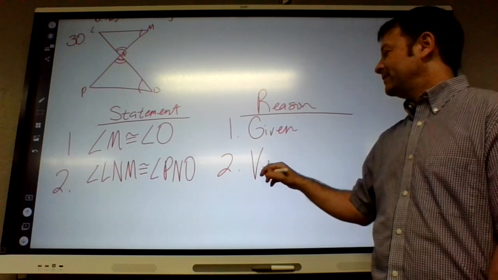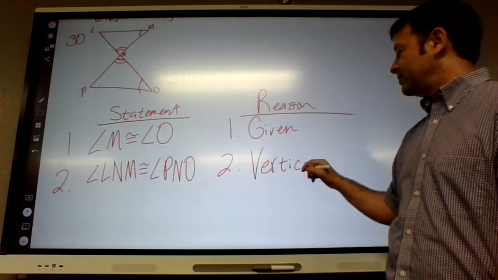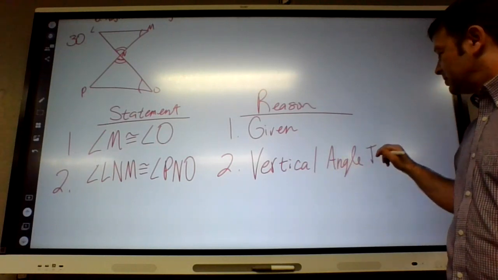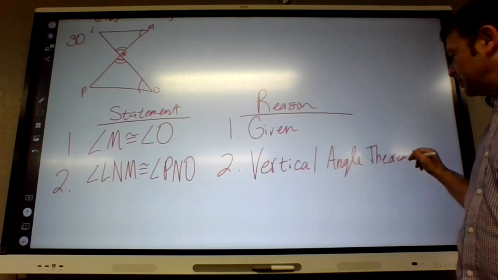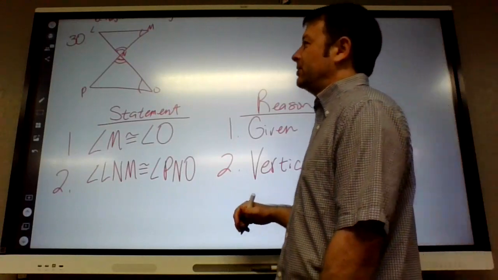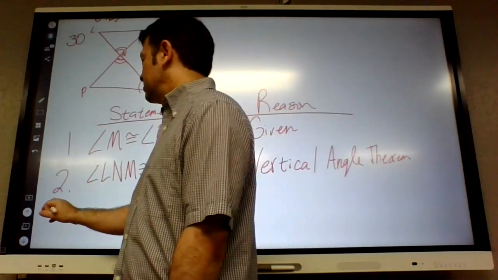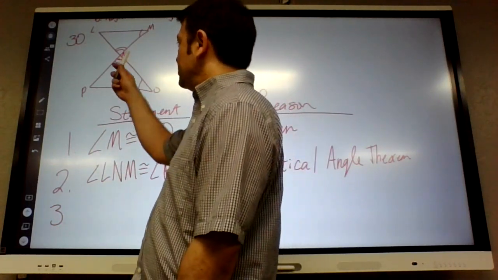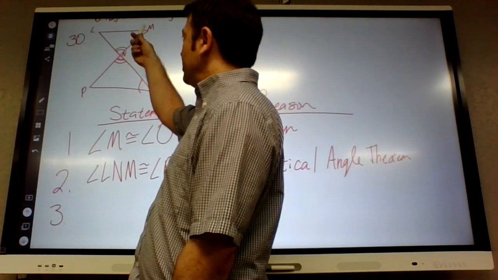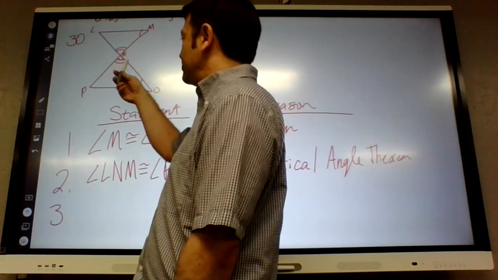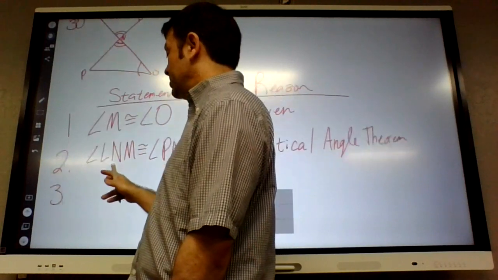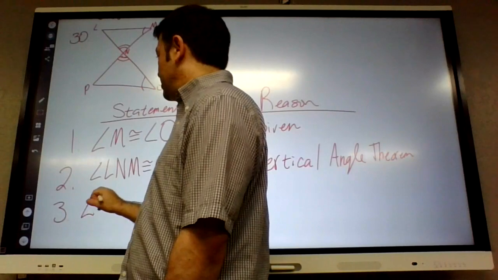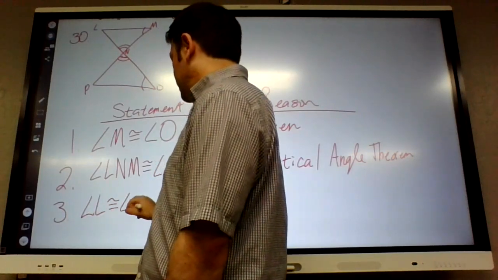Vertical angles are congruent, or vertical angle theorem. Alright, and then I don't know what you call it, but since two of the three angles are congruent, the third has to be. There's no name for it. If two angles in the triangles are congruent, then the third angle has to be congruent. Exactly. So you just have to say angle L is congruent to angle P.